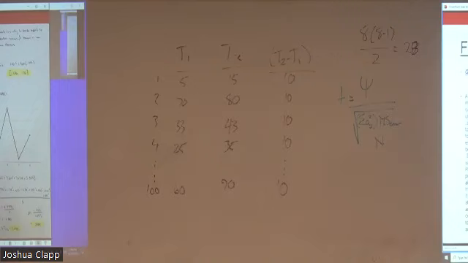So can someone give me an interpretation of the value? What does the value of this contrast mean? What is this giving me literally? John?